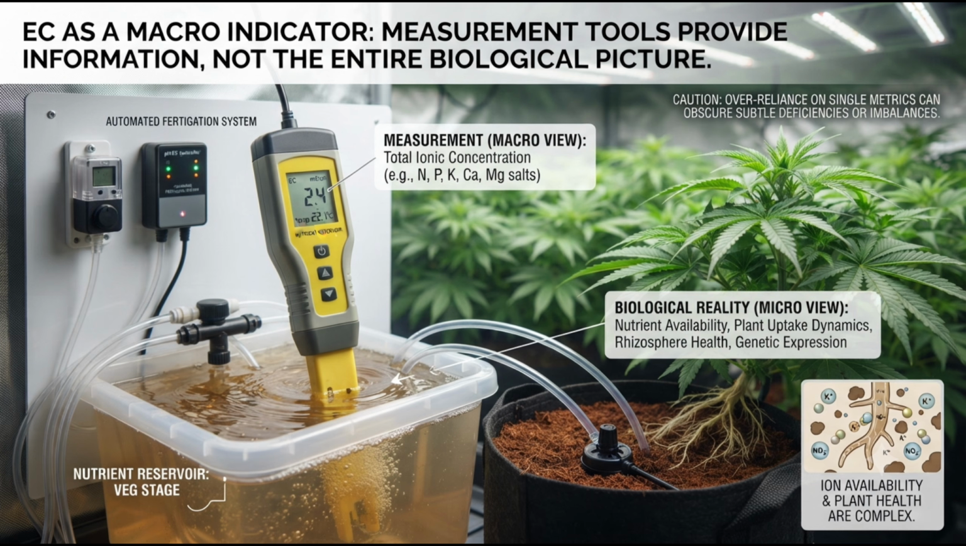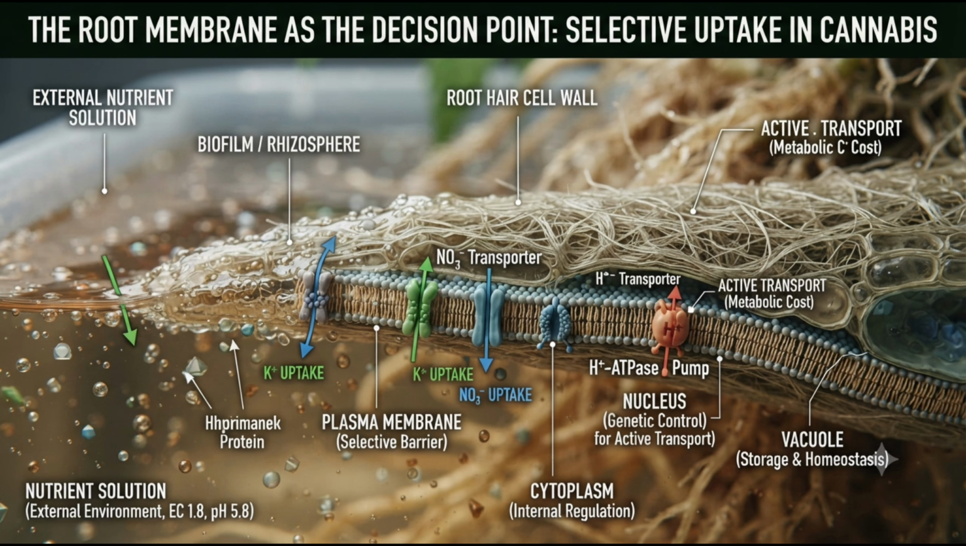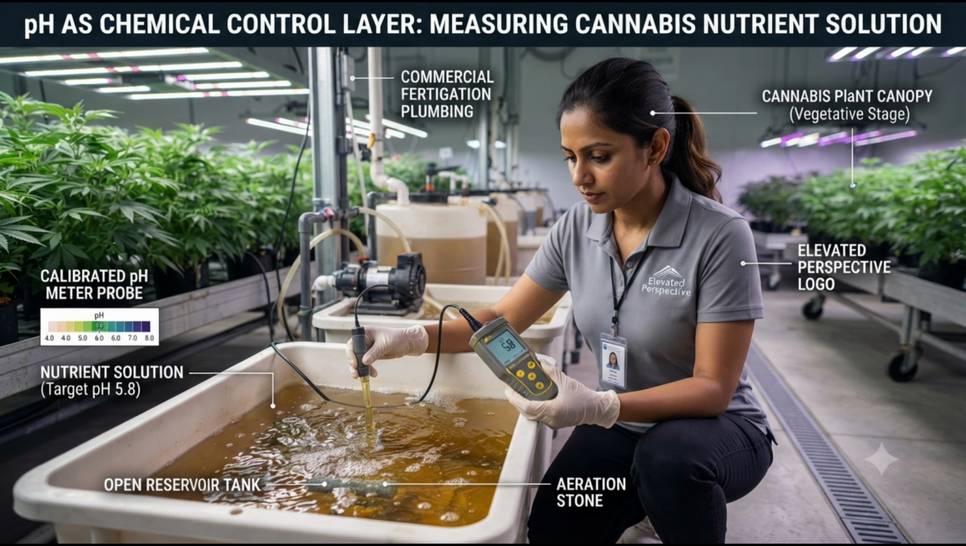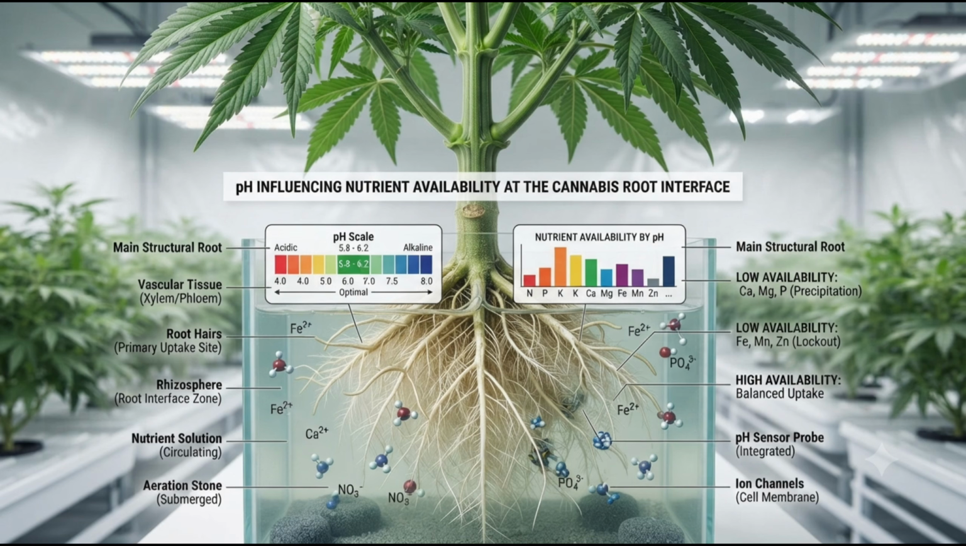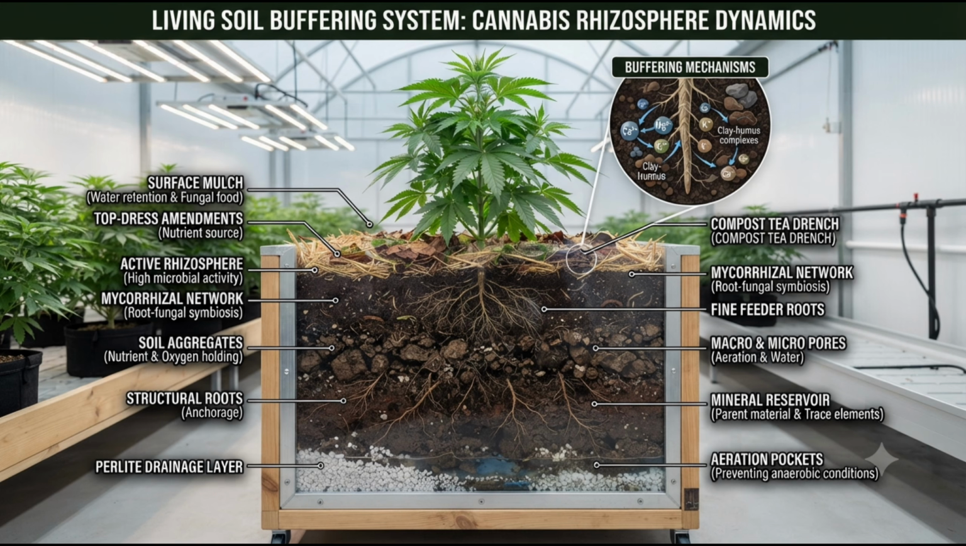pH operates as a chemical control layer above this entire system. It determines nutrient form, solubility, and availability. Even minor shifts in hydrogen ion concentration alter precipitation dynamics, ion stability, and uptake accessibility. In hydroponic systems, this effect is immediate due to absence of buffering. In living soil systems, pH shifts are moderate through organic matter, microbial buffering, and mineral interactions.